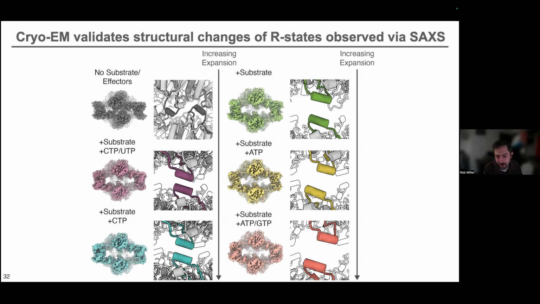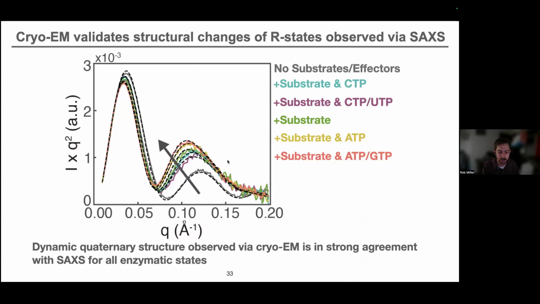But once again, we had to turn back to our SAXS data and ask, does this gradient of R state structures that we're observing agree with the differences in scattering that we see at the SAXS beamline? And again, in this unprecedented, really exciting agreement, we saw that our cryo-EM models did a really great job at describing the scattering we see in solution. So this is what's really exciting to us.